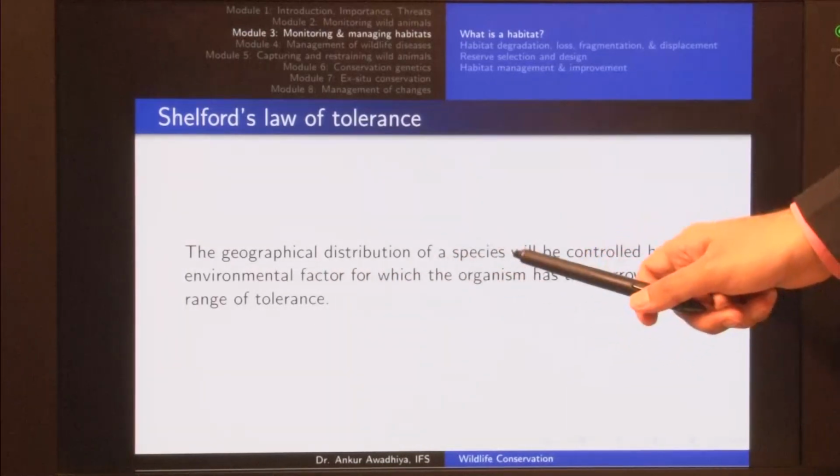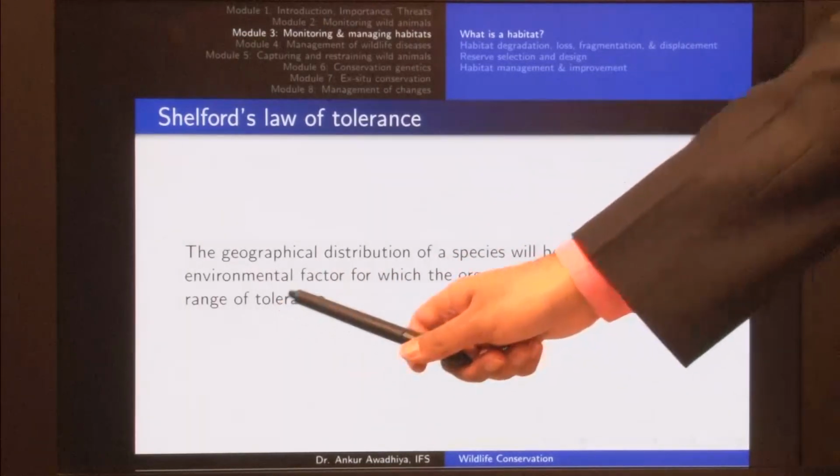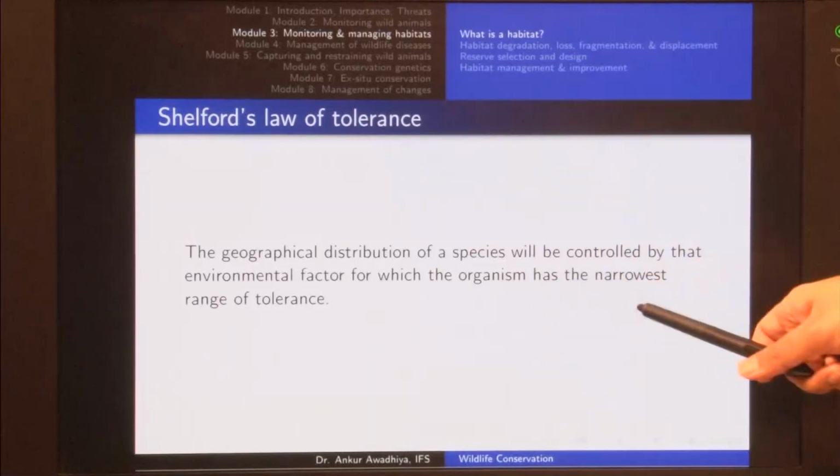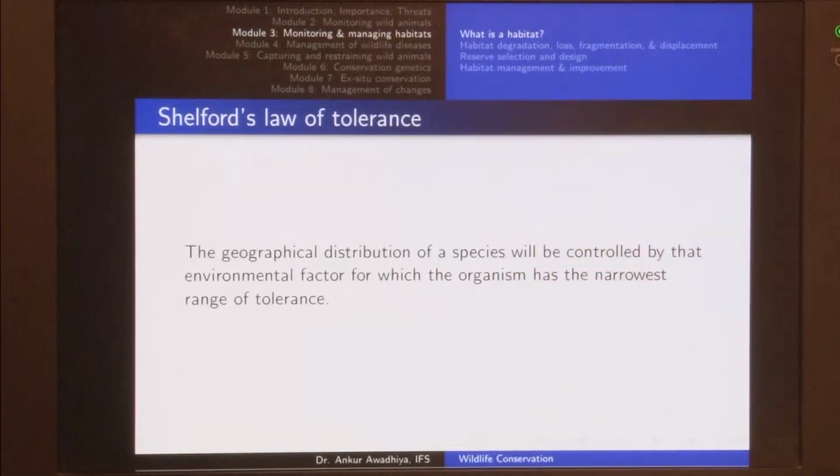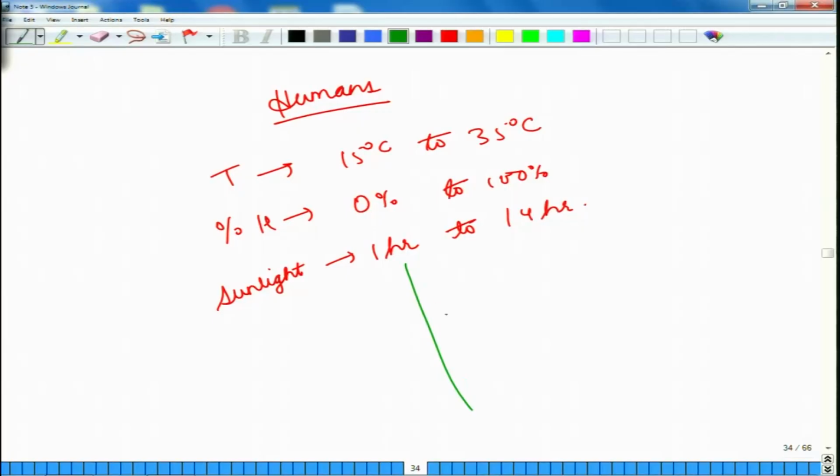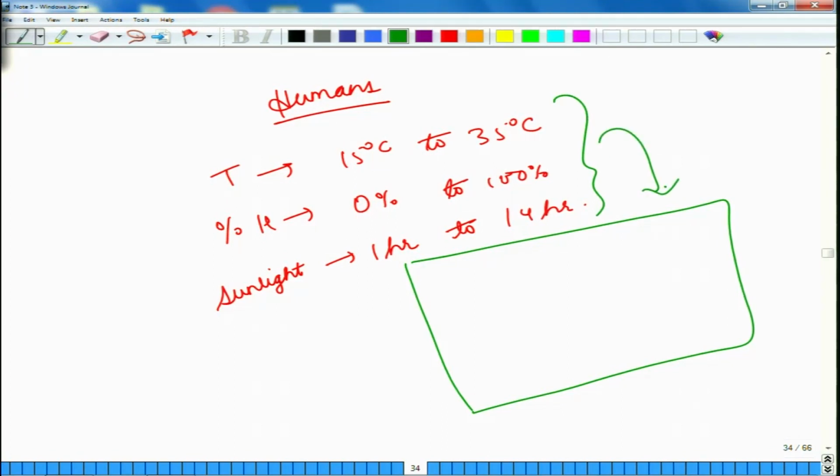Now, in this case, Shelford's law of tolerance would say that the geographical distribution of the species, in this case humans, will be controlled by that environmental factor for which the organism has the narrowest range of tolerance. So, essentially, if we consider a large area in which all of these factors are varying everywhere, then this factor for which the species has the narrowest range of tolerance would determine where this species is found.